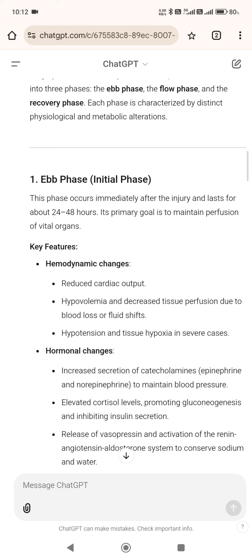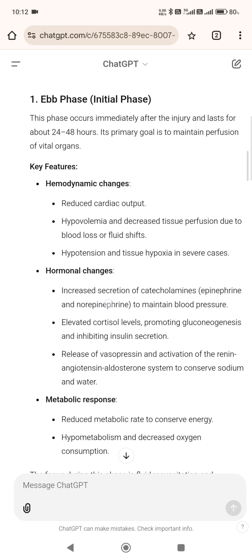1. Ebb phase, initial phase. This phase occurs immediately after the injury and lasts for about 24 to 48 hours. Its primary goal is to maintain perfusion of vital organs. Key features: hemodynamic changes, reduced cardiac output, hypovolemia and decreased tissue perfusion due to blood loss or fluid shifts, hypotension and tissue hypoxia in severe cases.